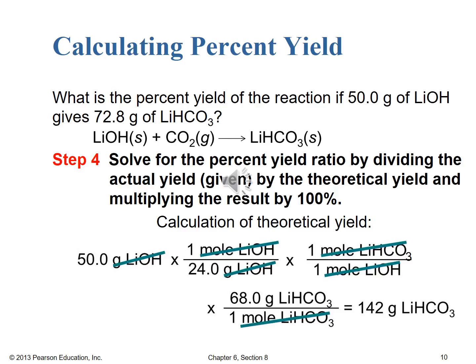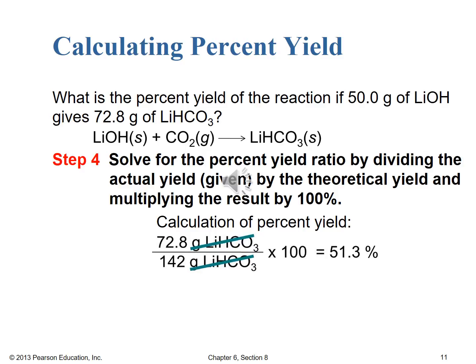So if you look at the 72.8 grams that we actually obtained in the reaction, we're about half what the yield should be in terms of theoretical yield. We'll figure that out in the next slide. So we know the actual yield that was given in the problem, the 72.8 grams of lithium hydrogen carbonate. We just solved for the theoretical yield of 142 grams of lithium hydrogen carbonate.